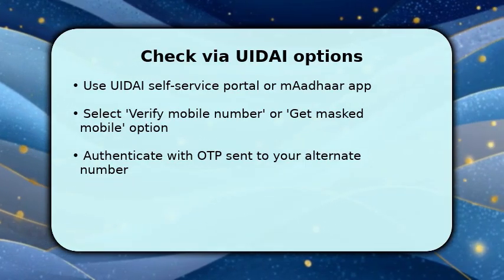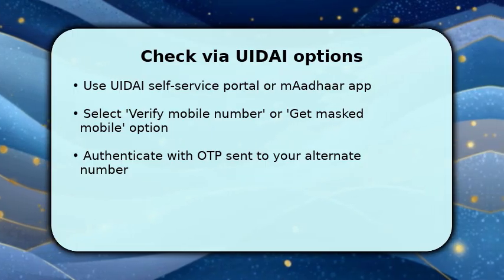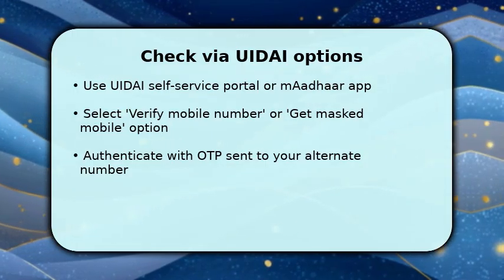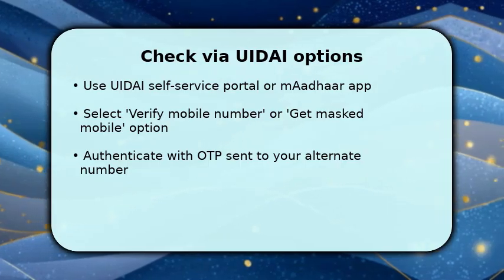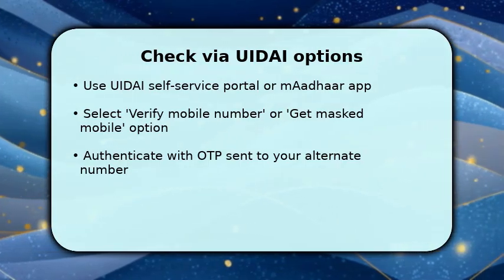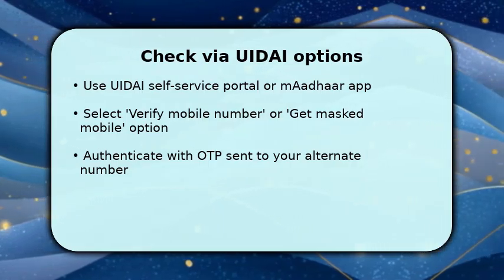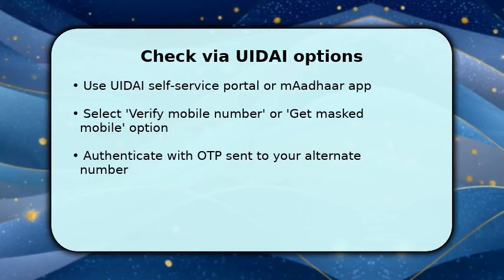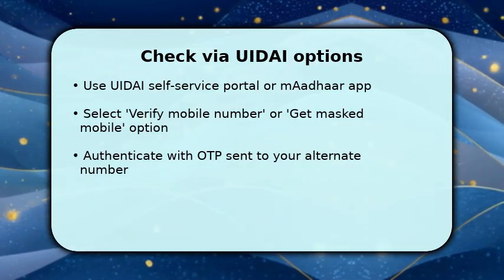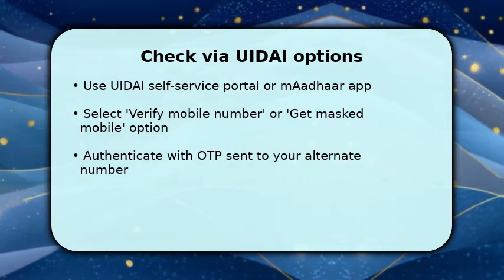You select the Verify Mobile Number feature. Once selected, the system asks for Aadhaar and sends an OTP to the alternate phone you provided. Enter the OTP promptly. Delays cause expiry. The portal returns a mask number like XXXXX1234 so you can identify which SIM is linked.